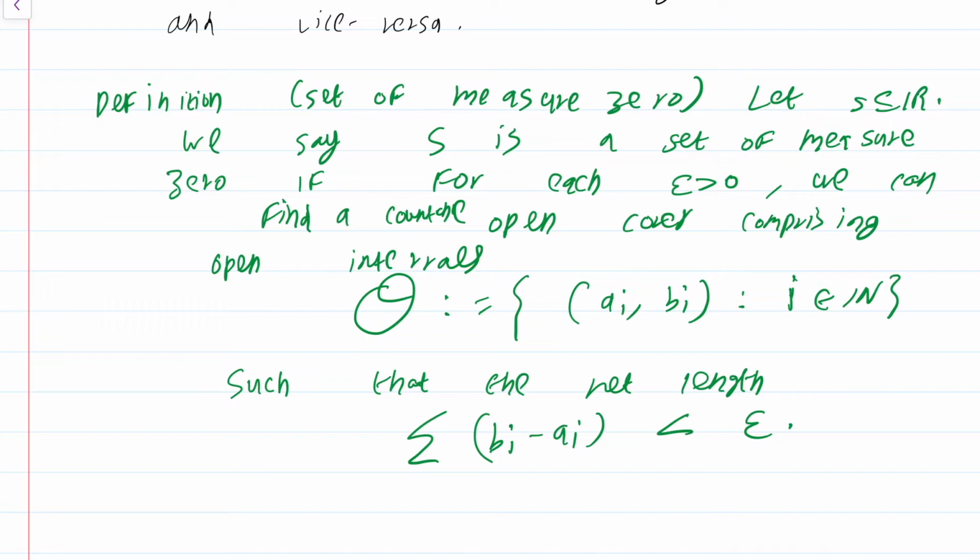So a set is a set of measure 0 if you can do this for each epsilon greater than 0. That means in some sense the net length of these intervals is smaller than any given epsilon. Therefore the net length, for which we use the more technical term measure, the net measure of this set S can be made less than any given epsilon. Therefore it is sort of like having no measure at all. It's a set of measure 0. It's a small set. So this is a technical concept, so it's good to see examples, and many of them.